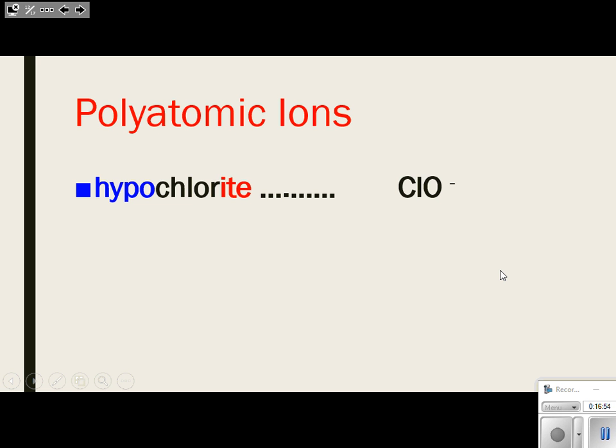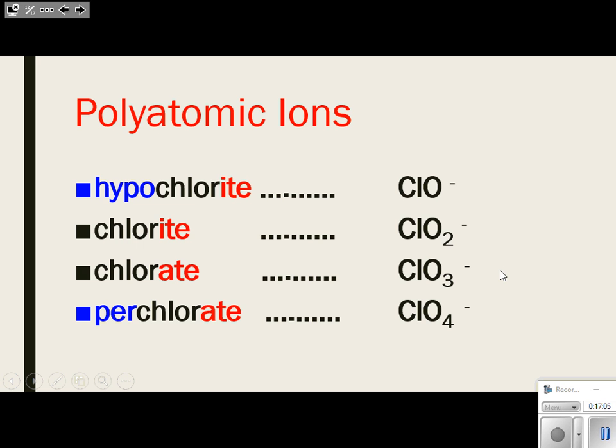chlorate. There are 4 different derivatives of the chlorate ion, and it's all dealing with how many oxygens. Here are all 4 of them. Chlorate is ClO3 minus 1. If we take one oxygen away, it's going to be ClO2 minus 1, and we would call that the chlorite ion. If we take one oxygen off of the chlorite ion, it would be hypochlorite, and it would be ClO minus 1.